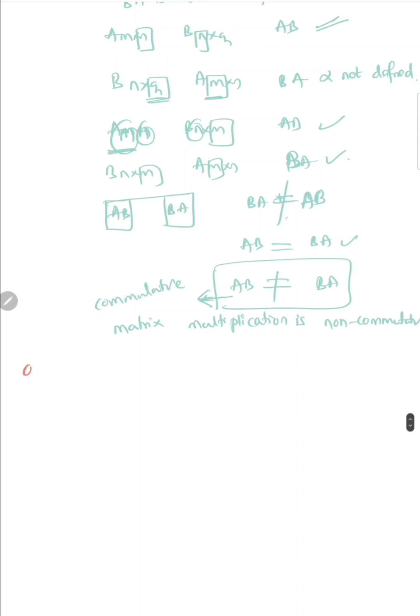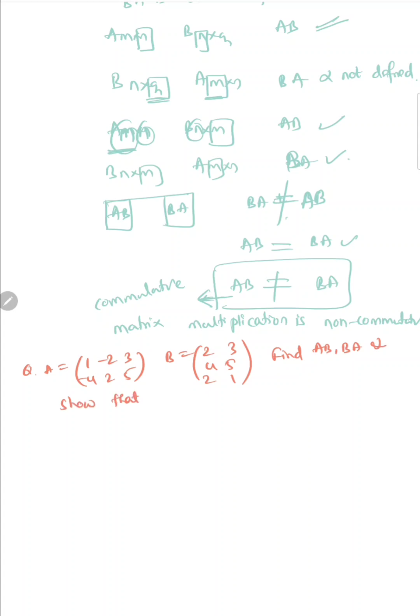So we are taking an example. Suppose A is equal to [1 -2 3; -4 2 5], B is equal to [2 3; 4 5; 2 1]. Then find AB and BA, and show that AB is not equal to BA.